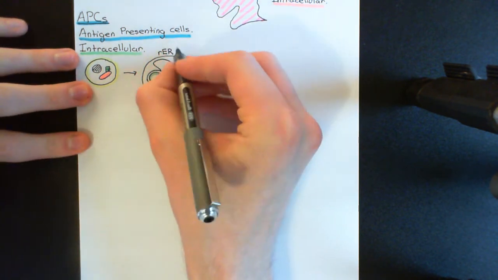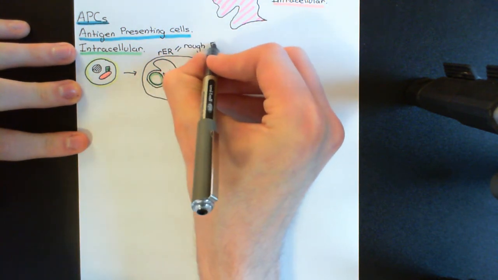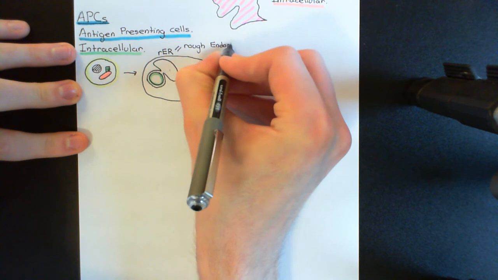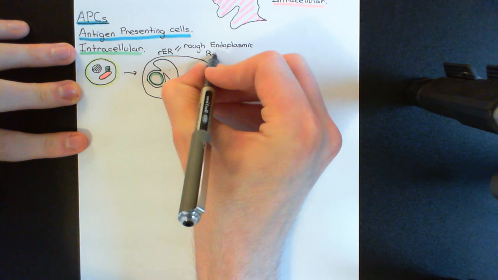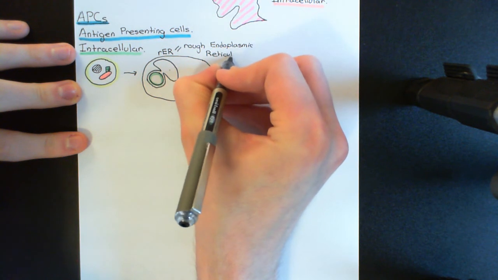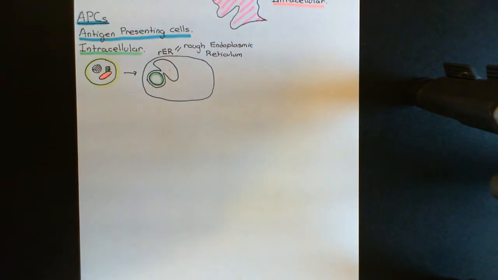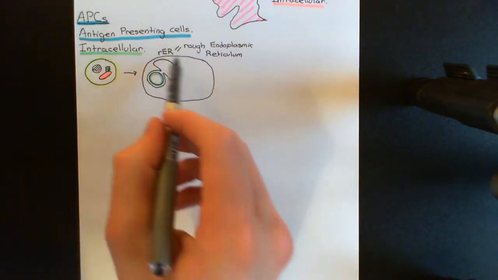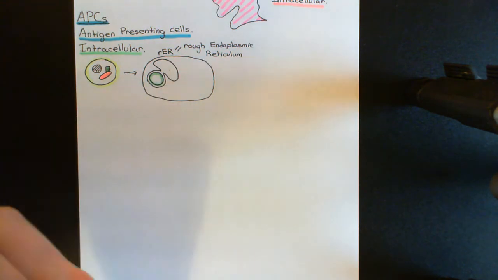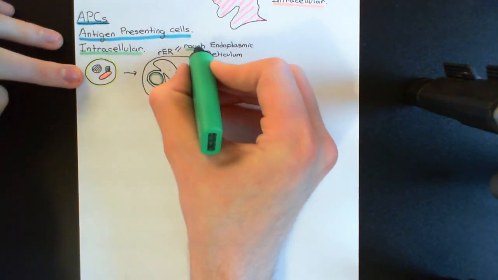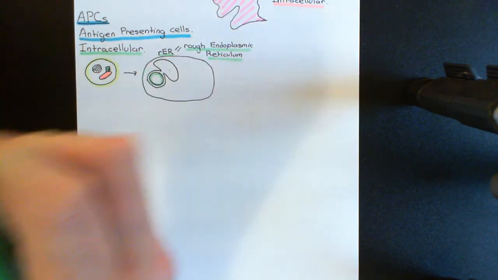So little r, capital ER, stands for rough endoplasmic reticulum. And remember, the rough endoplasmic reticulum is the site of protein synthesis. It's a major site of protein synthesis. It's covered in ribosomes. It's also a major site where proteins that are going to be put on the cell membrane are going to fold, and they're going to start going into membranes in the rough endoplasmic reticulum, and then they'll be trafficked to the cell membrane in ways that we will see in just a moment. So this is the rough endoplasmic reticulum here.